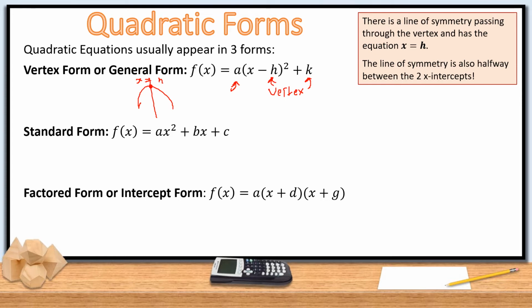If you skip down to standard form, a nice thing you can tell here is the y-intercept. So you can see where it's going to cross the y-axis, because if you put x equals 0, or f of 0, in here, this would cancel, you'd be left with c. So you can tell the y-intercept just from looking at the standard form of a quadratic.